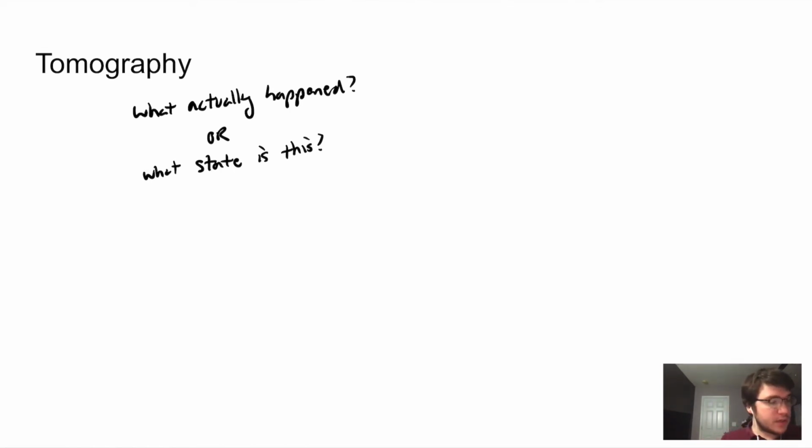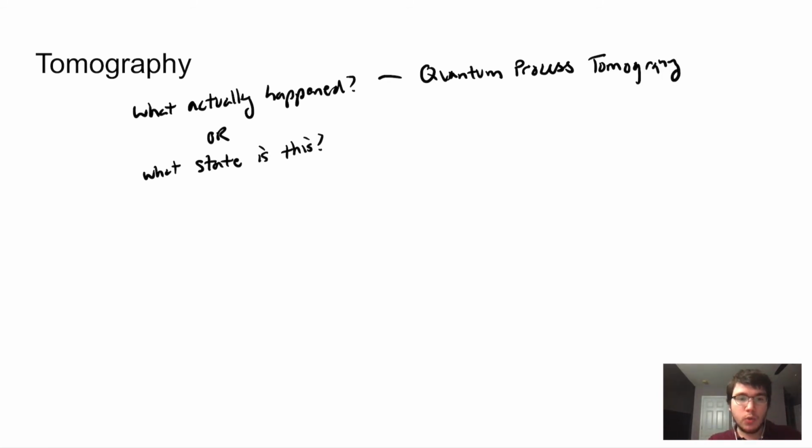Okay, so there's a couple different types of tomography. The two here I'm going to emphasize: what actually happened refers to quantum process tomography. And the idea here is, given some circuit, reconstruct a description of the quantum channel, so how it applies to density matrices, so we can know exactly what's happened, what the circuit is actually doing. And the second, what is my actual state, is solved by quantum state tomography.